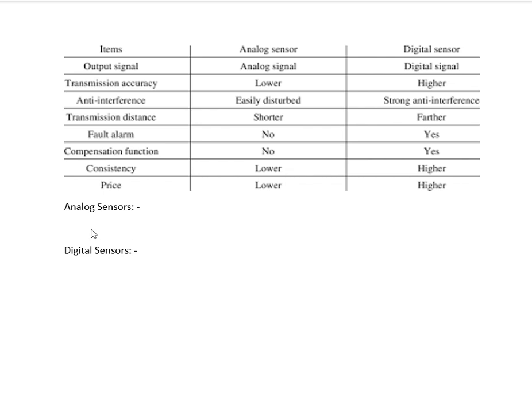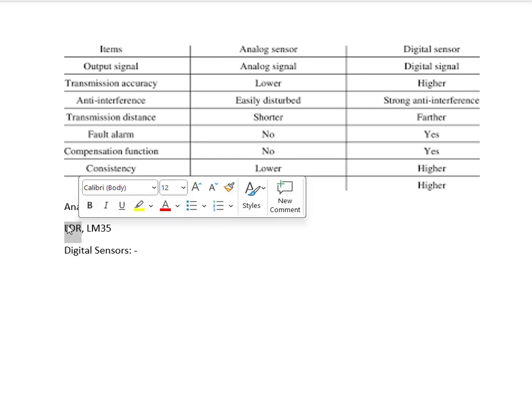But now we are going to see what sensors we are going to use in the upcoming lectures. And I have classified here analog as well as digital. Analog sensors which we are going to use in the upcoming classes are: one is LDR, it is a light dependent resistor, and one more is LM35. This is related to temperature sensing. And LDR, from the name itself you can understand, is a light dependent resistor.